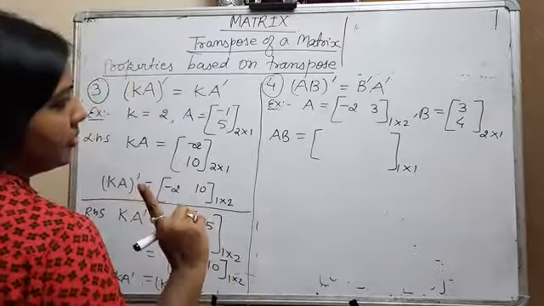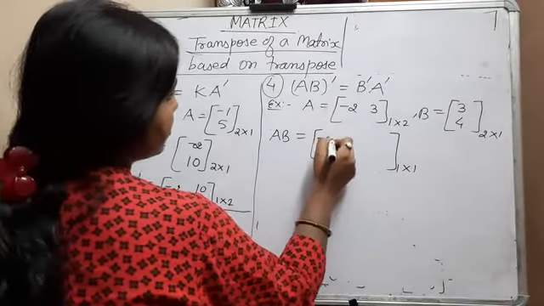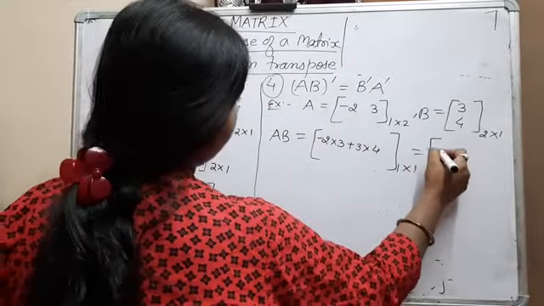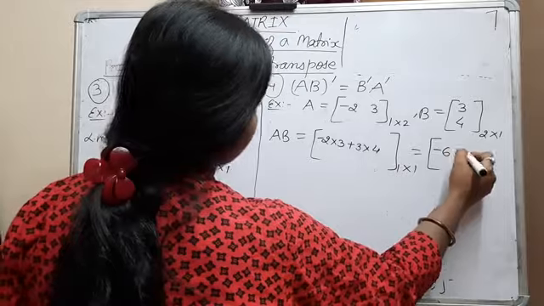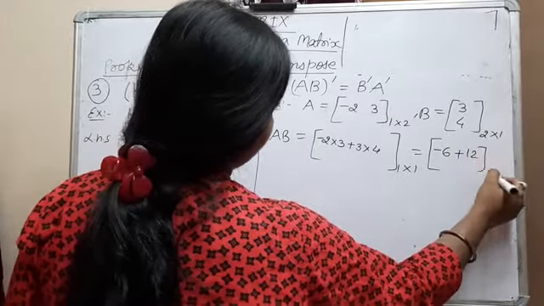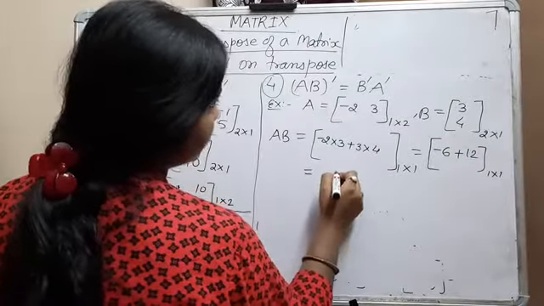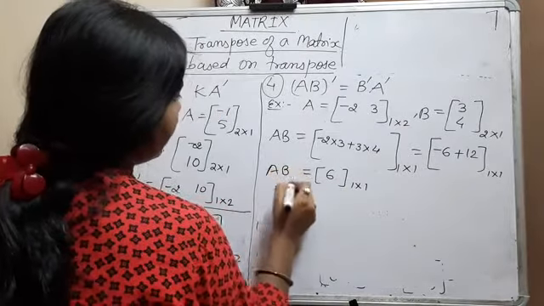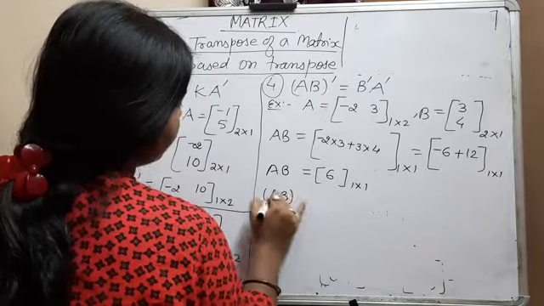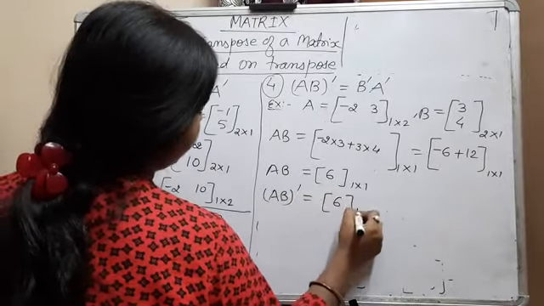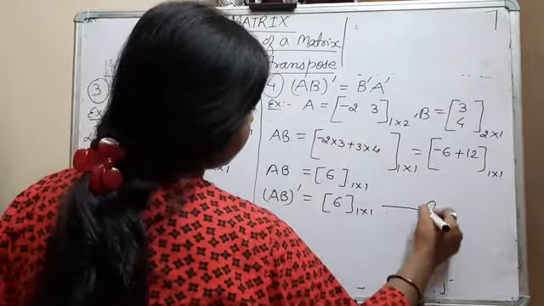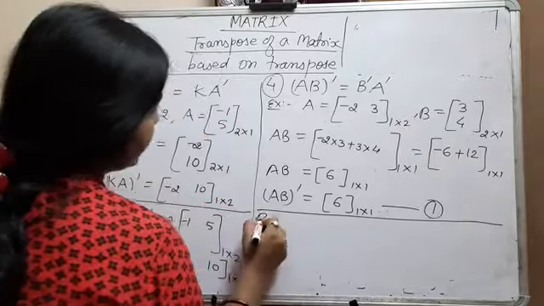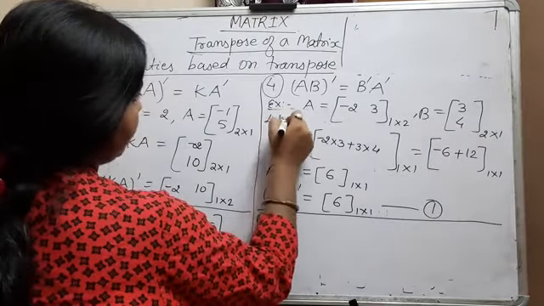1 row, 1 column. So minus 2 into 3 plus 3 into 4. Finally we have minus 6 plus 12, so we have the value 6 for AB. So we will find the transpose of this. The transpose will be similar, meaning 6 only. So this is equation 1, which we will apply. This is the left hand side.